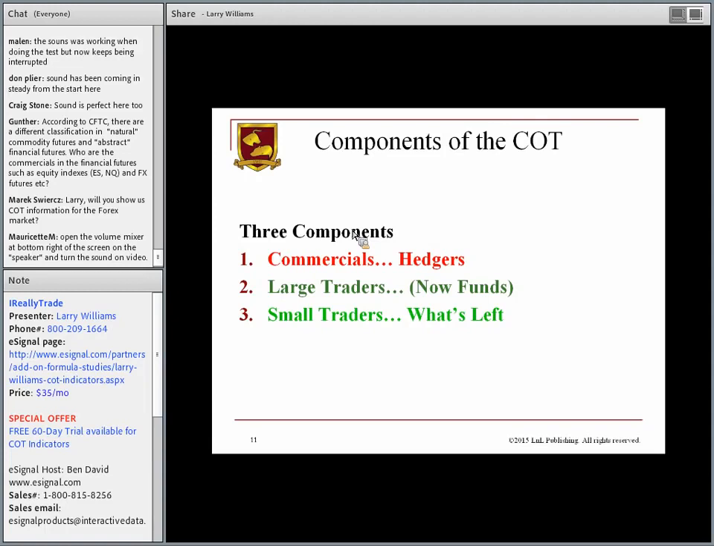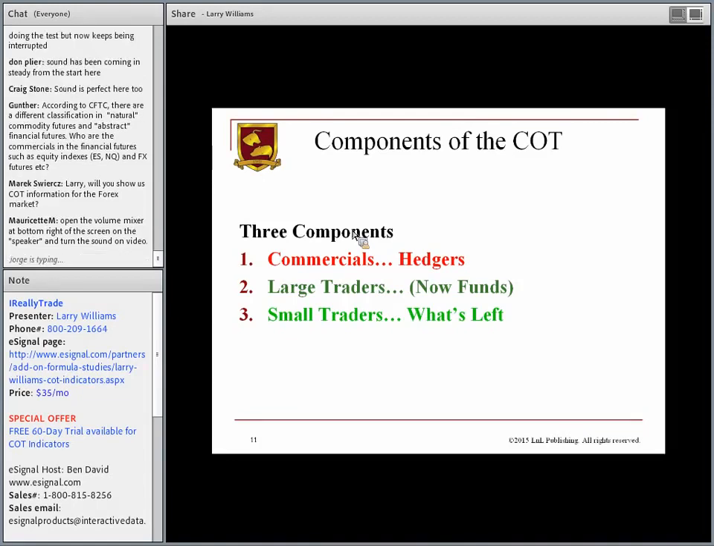Now, a couple of questions have come in I want to answer. The Forex market, I'm not a big Forex trader. I think it's a very high commission market to trade. But in terms of the commercials and the currencies, oh yeah, same thing works. It's done very well in the dollar index, the Canadian dollar.